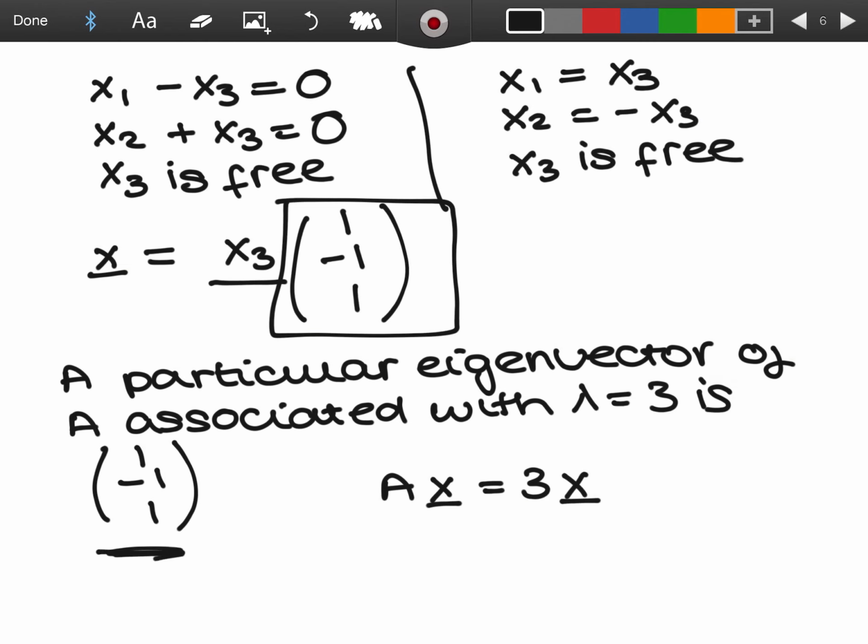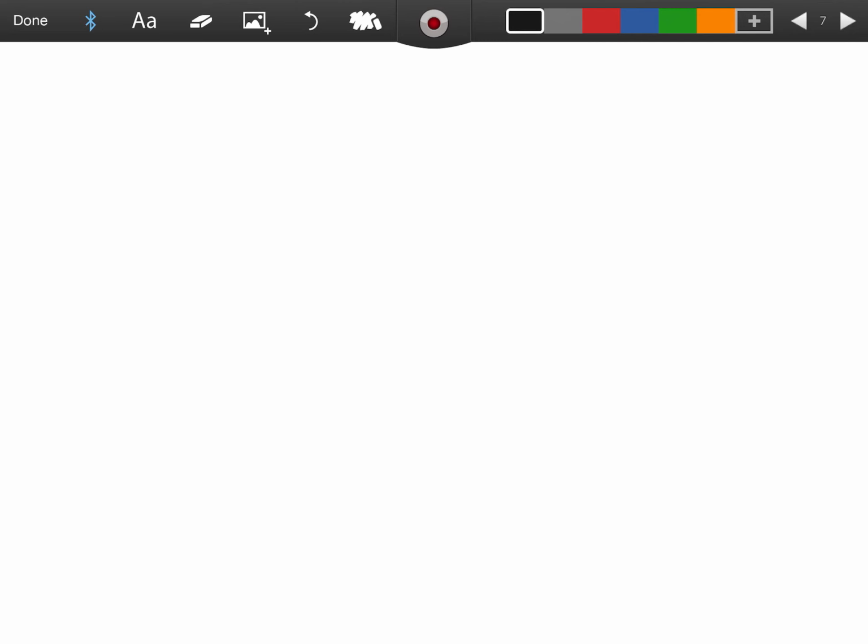Okay, so what that tells me is that multiplying any scalar multiple of this vector by A is the same thing as multiplying that vector by 3. So I can either multiply it by A or multiply it by 3 and I will get the same answer. I can take any scalar multiple of that vector and that would be true. So keep that in mind when you do these.